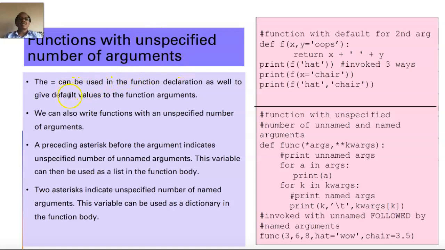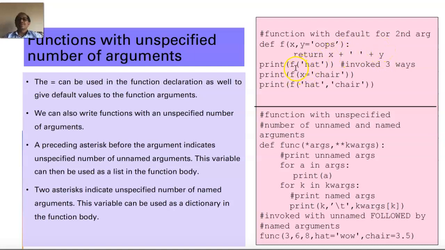Before using that, let's look at one more way of assigning value to an argument. The equal to sign can be used in the function declaration as well to give default values to the function arguments. Look at this program. Function with default for second argument. For the second argument, we have a default value, oops, as the value given to y. So here is a function f with two arguments, x and y. The y has oops as the default value, and return x space and y concatenated.